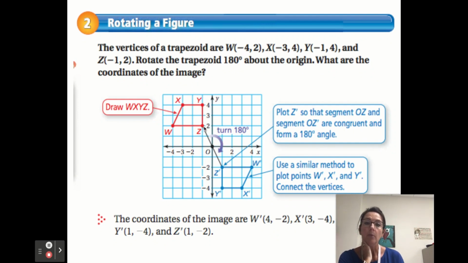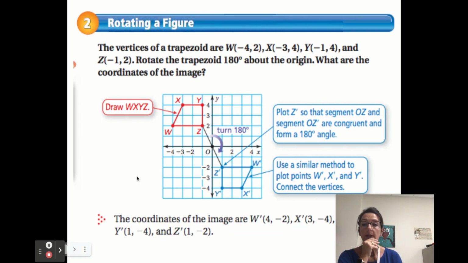Okay. But what we need to do is, for each point, it has to form a straight line. So from this point it would have to go here and then straight down here. And you can totally eye it up like this. I think this is much more difficult than actually calculating it. You know me and wanting to calculate things. But you would have to line it up like that. So here are the coordinates of the image. Notice how they vary. We have 4, -2, 3, -4, 1, -4, and 1, -2.